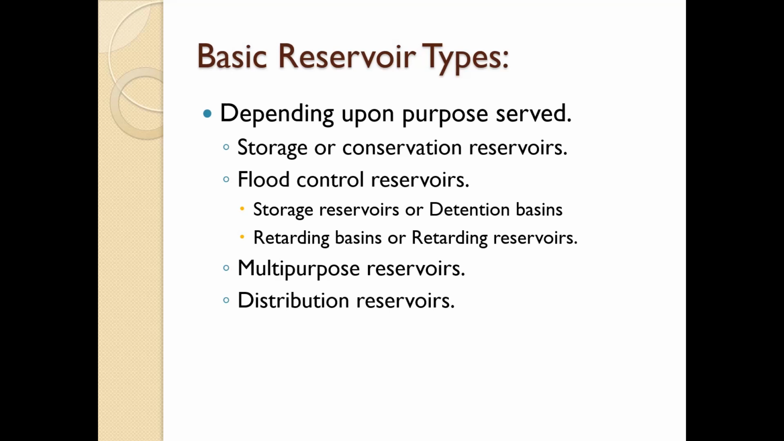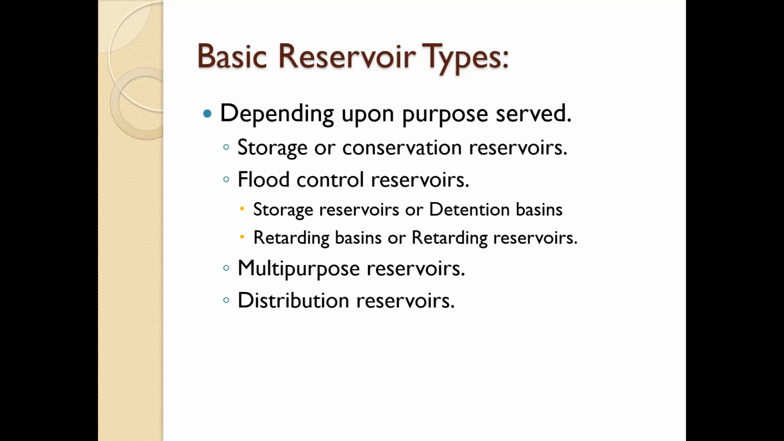Now, what are the types of flood control reservoirs? There are two basic types of flood mitigation reservoir: storage reservoirs or detention basins, and retarding basins or retarding reservoirs. A reservoir having gates and walls installed at the spillway and at its sluice outlets is known as a storage reservoir, while a reservoir with uncontrolled and ungated outlets is known as a retarding basin.